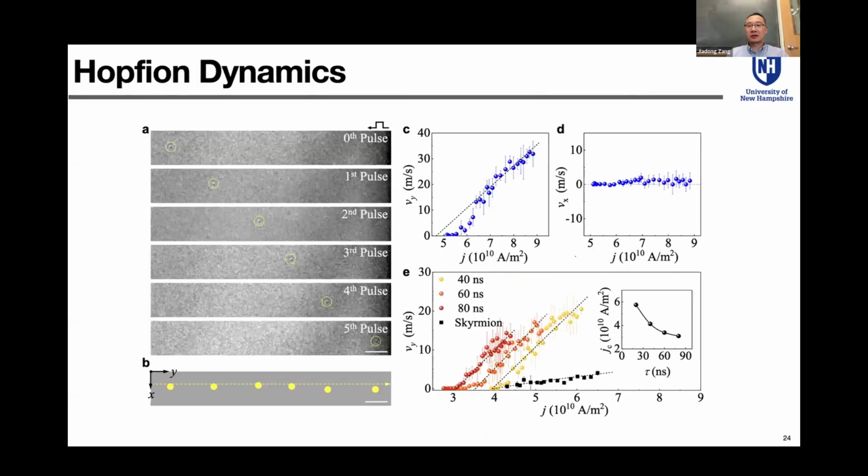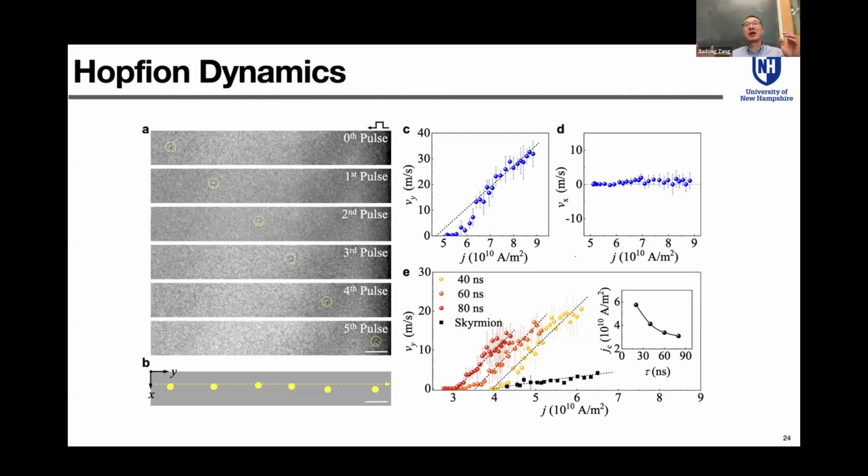What about experiment? So this is the experiment, right? And we show that by sending a current pulse, the Hopfion is indeed moving along the current. Right? And there is also more to explore in this direction. And if you compare the velocity of the Hopfion with that of the skyrmion, you can see that it even has a larger slope. So that means given the same current, the Hopfion will move faster than the skyrmion.